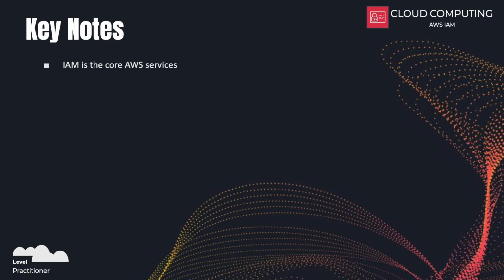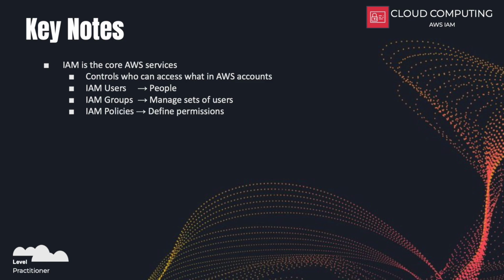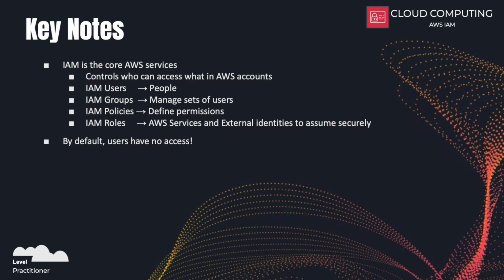IAM is the core AWS service that controls who can access what in your account. You work with users for people, groups to manage sets of users, policies to define permissions, and roles for AWS services and external identities to assume securely. By default, users have no access. You explicitly grant permissions using policies, following least privilege as closely as you can.